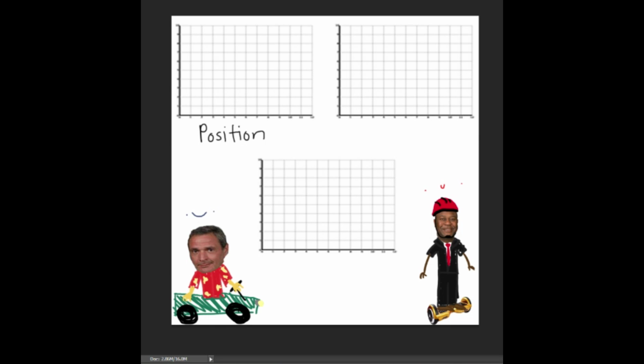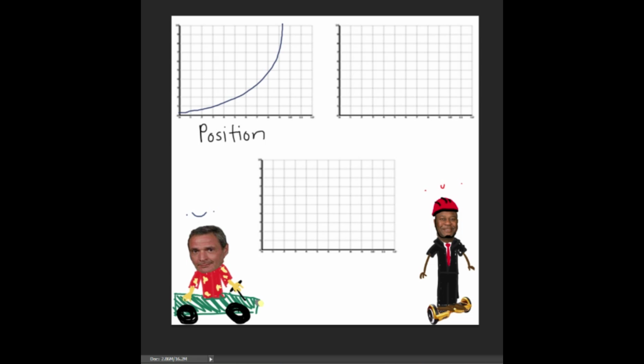Okay, the position graph data is all we need to create the velocity and acceleration graphs, so we will start with that one first. According to the motion detector's data, Mr. Uebel's position was increasing exponentially. This means that Mr. Uebel increases in displacement at a greater rate than Principal Mays as time increases.